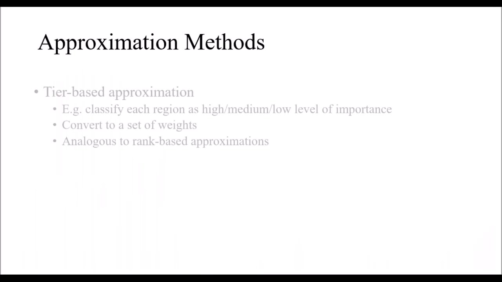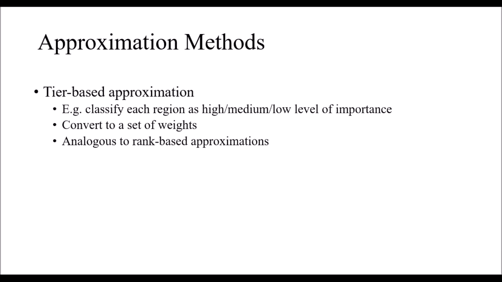One approach that I'm currently working on is what I call a tier-based approximation, where a decision maker just does a very, very simple rating or classification for each of the regions, like high, medium, or low, and those are converted to a set of weights in a way that is similar to the way weight approximations based on rankings work, but unfortunately rank-based methods don't work very well when you have 500 or 1,000 regions.